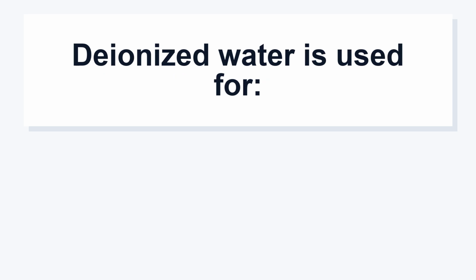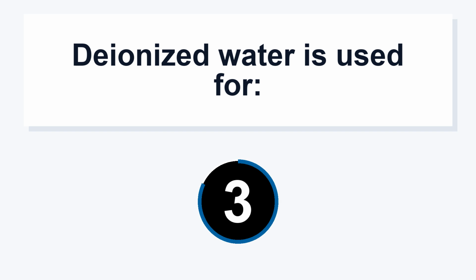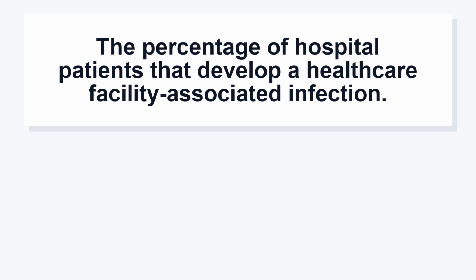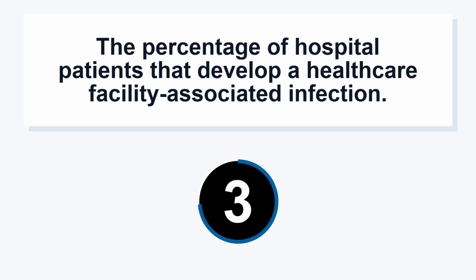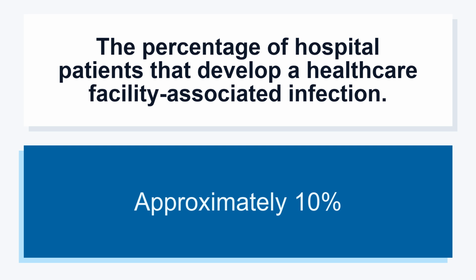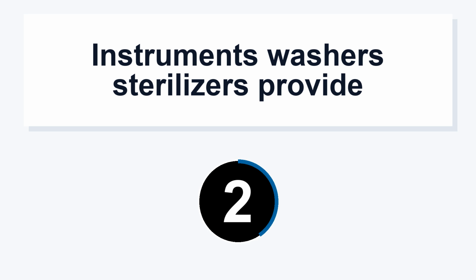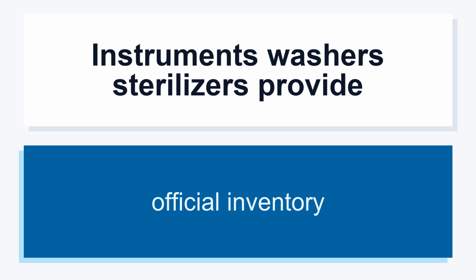Deionized water is used for sterile irrigation. The percentage of hospital patients that develop a healthcare facility-associated infection: approximately 10%. Instrument washer sterilizers provide official inventory.